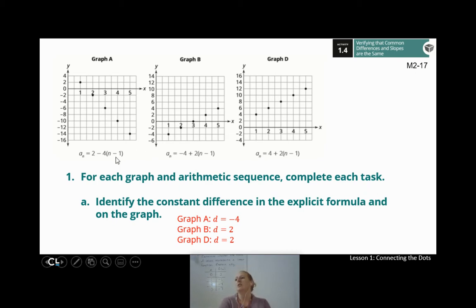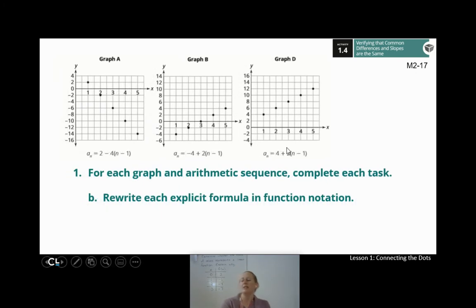Now, can you take each of these formulas, and again, we're taking it back to a couple days ago, and rewrite each explicit formula in function notation? We did this a few days ago. I just want you to do it again with these other ones. Go ahead and hit pause to write your explicit formula in function notation, and then hit play when you're ready to check your work.